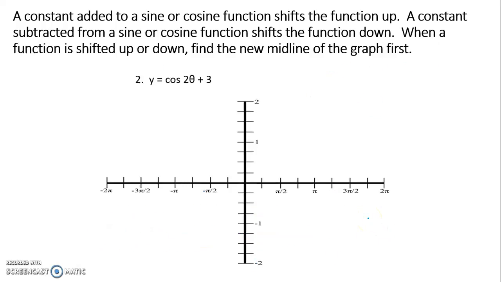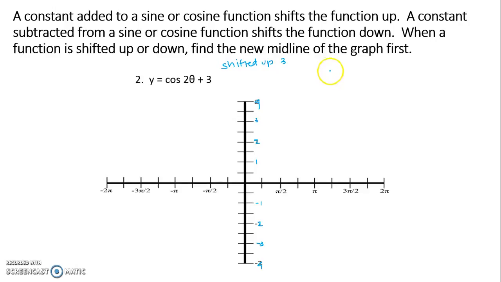With this next one, it is a cosine graph. First thing I want to look at is this +3 at the end, so it shifted the whole graph up 3. So again, I need to change my scale a little bit. Since I only have to go up 3, I'm just going to count every other one is 1. So 1, 2, 3, 4, -1, -2, -3, and -4.